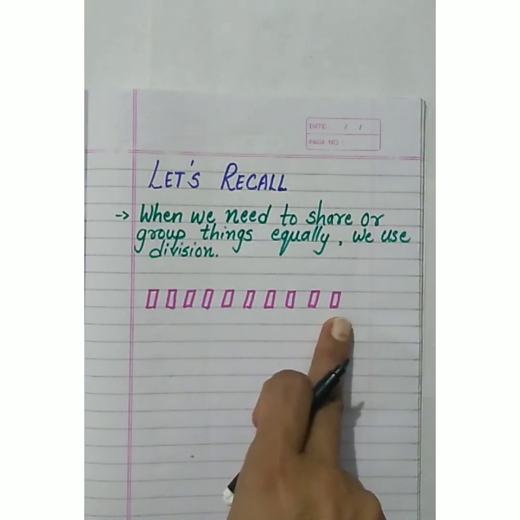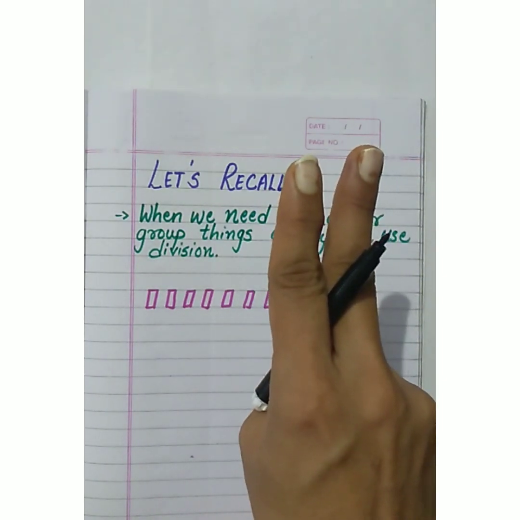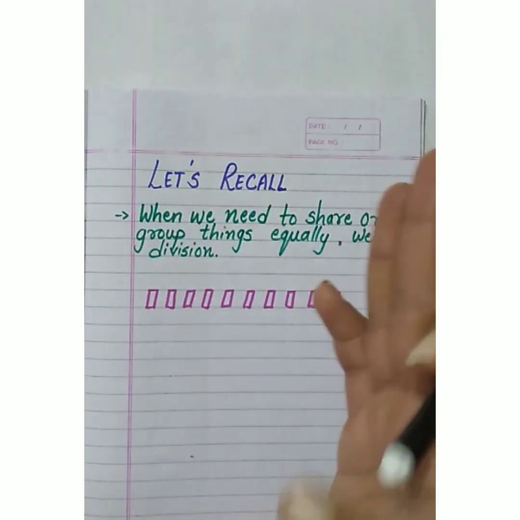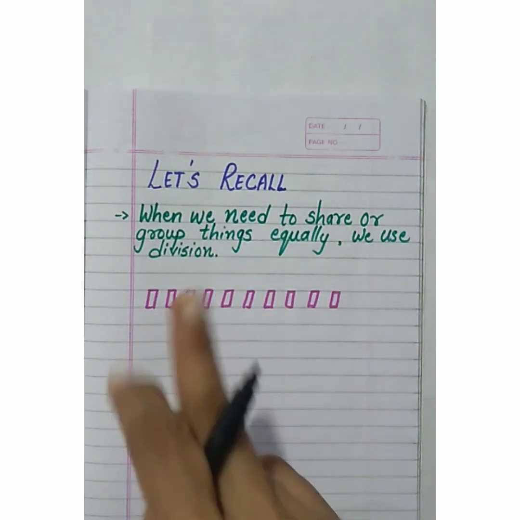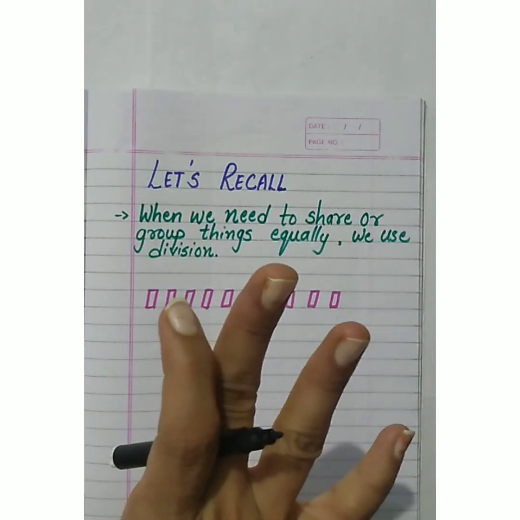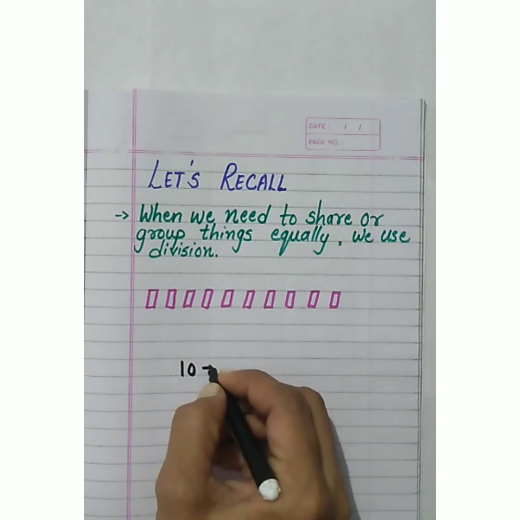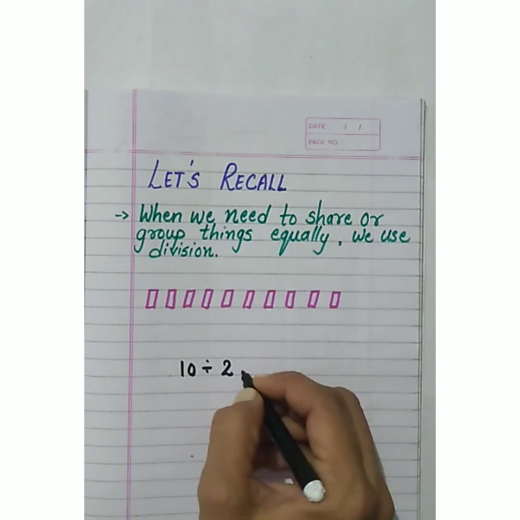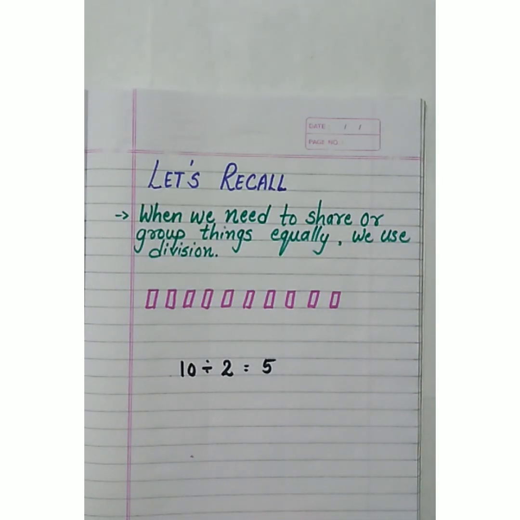Here we have 10 chocolates and we need to distribute these 10 chocolates to two of my friends, Ria and Tina. 10 chocolates when equally shared between two friends, each friend gets 5 chocolates. How did we come to know? 10 divided by 2. So our answer will be 5. So each friend will get 5 chocolates.